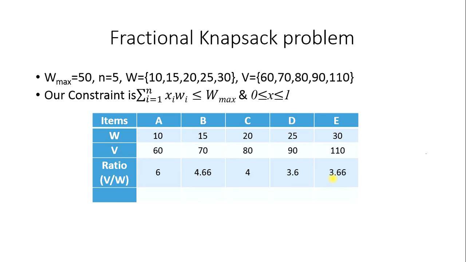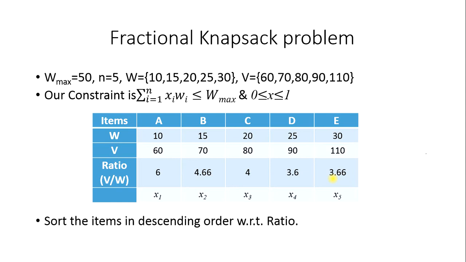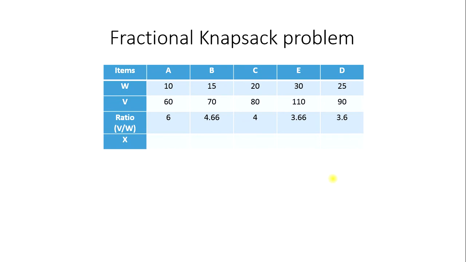We have calculated all the ratios, and also we will denote A as x1, B as x2, C as x3, D as x4 and E as x5. After that we need to sort the table with respect to the ratios in descending order, that is from the highest to the lowest, and rearrange them. Once we rearrange them, we can see that A, B and C are in the same place, but E and D have swapped places since the ratio of E is greater than the ratio of D.